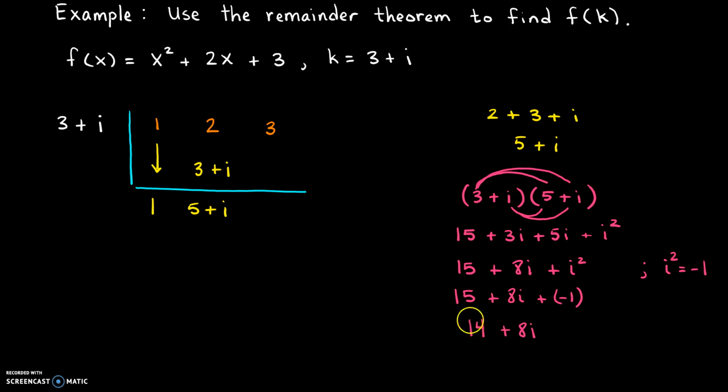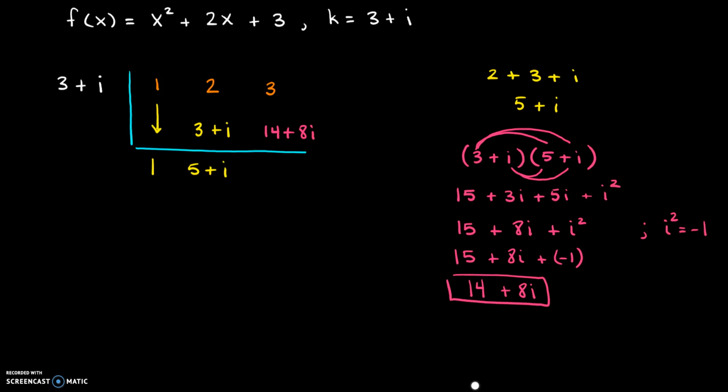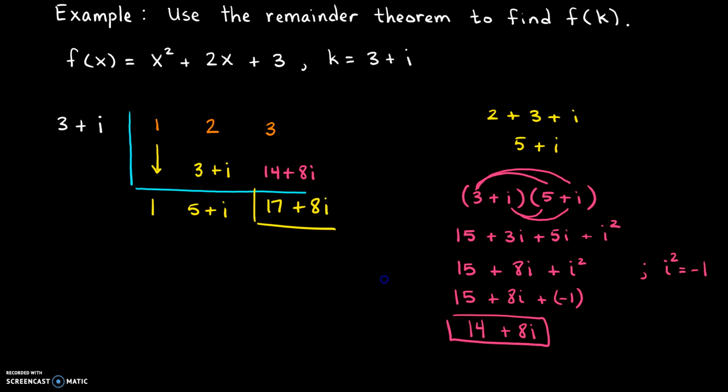Again, this value right here was the answer I got when I multiplied this times this, so 14 plus 8i would go here. Then I just combine like terms. 3 plus 14 would give me 17, and then I just bring down the 8i. It looks like that would be my remainder.